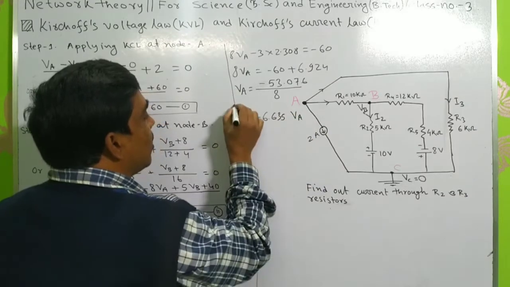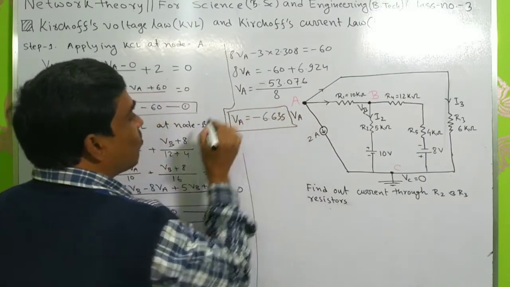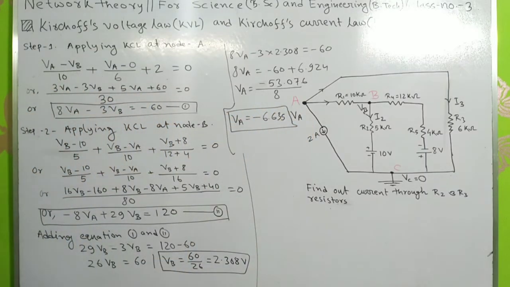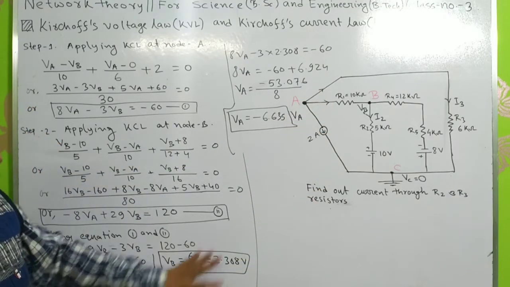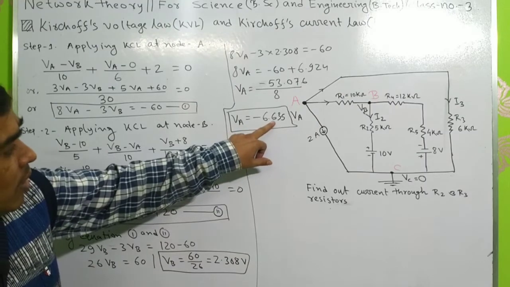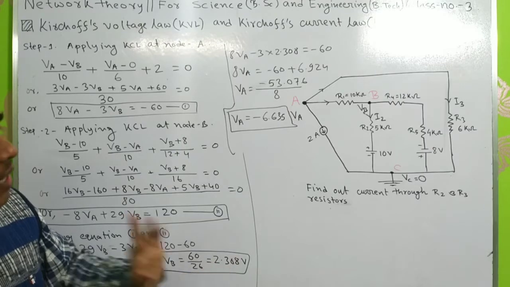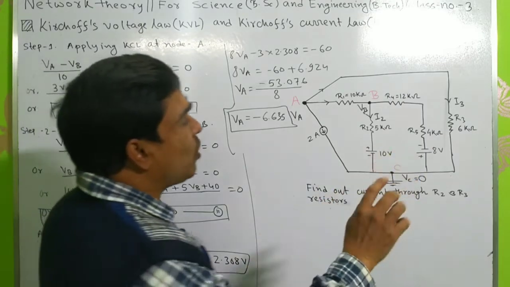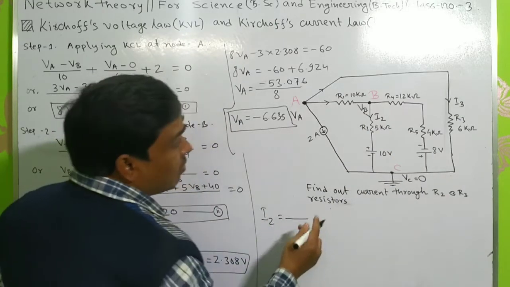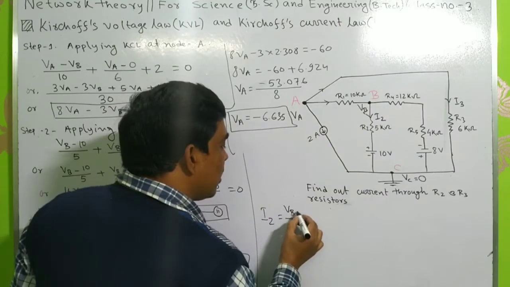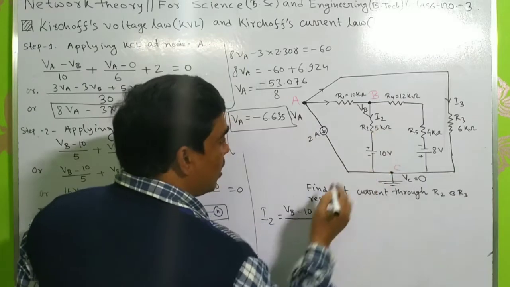Okay, so VA is this. So I get the two node voltages: VA equals minus 6.635 and here VB equals 2.308. Now you have to calculate I2. What is the I2? I2 is VB minus 10 divided by 5.